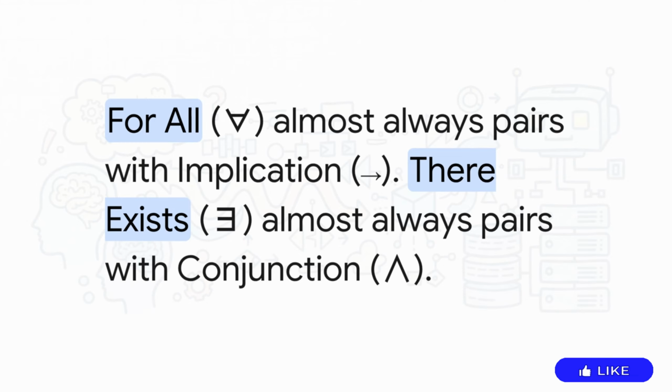And when you're talking about something, or that there exists something, the exist symbol, the E, is almost always going to be paired with conjunction, the and symbol. If you can just remember that, you'll avoid that super common mistake we talked about earlier.